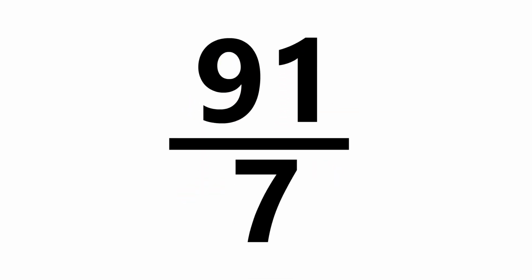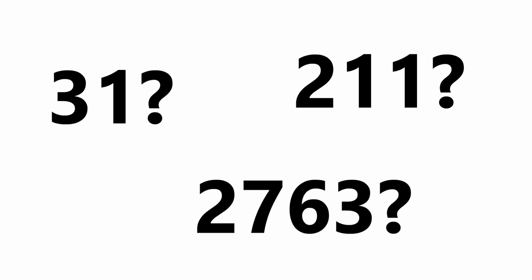This is a prime number. Now, what about this? If you said yes, you'd be wrong. 91 is divisible by 7, which gives us 13. But how can we possibly know what numbers are and aren't prime numbers?